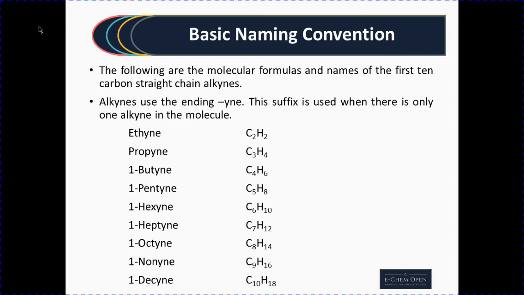Ethyne, C2H2. Propyne, C3H4. 1-butyne, C4H6. 1-pentyne, C5H8. 1-hexyne, C6H10. 1-heptyne, C7H12. 1-octyne, C8H14. 1-nonyne, C9H16, and 1-decyne, C10H18.